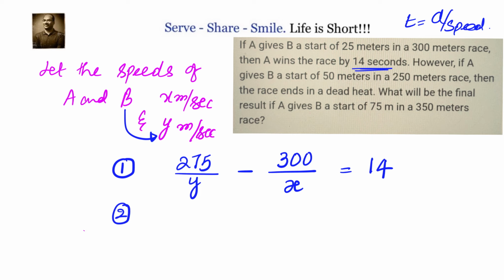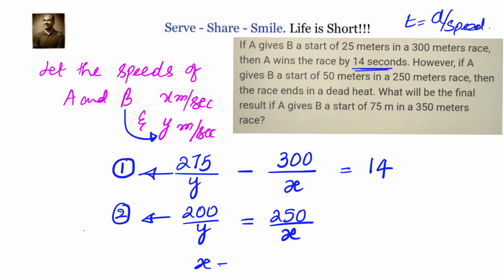In the second scenario, if A gives B a start of 50 meters in a 250 meters race, the race ends in a dead heat. That means neither of them wins or loses. In this case, the time taken by both of them should be the same. Now what is the distance B is going in this scenario? 250 minus 50, 200 by y equals 250 meters by the speed of A, x. This is our condition number 2. So we have two equations. We have to calculate from here the value of x and the value of y.